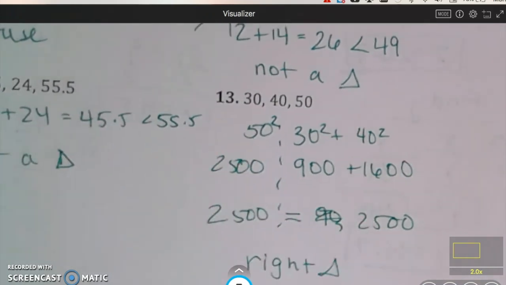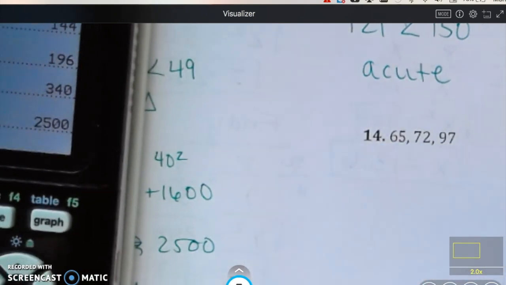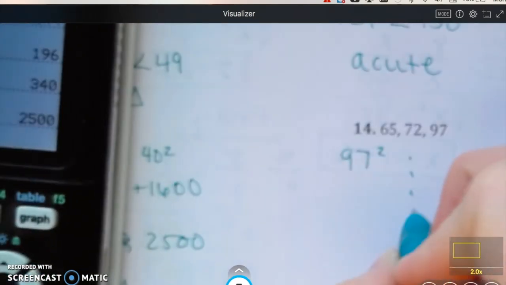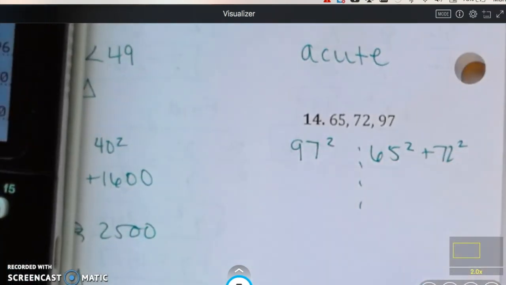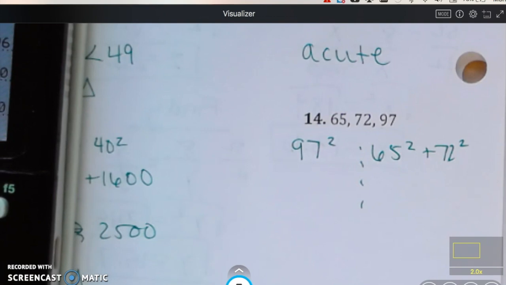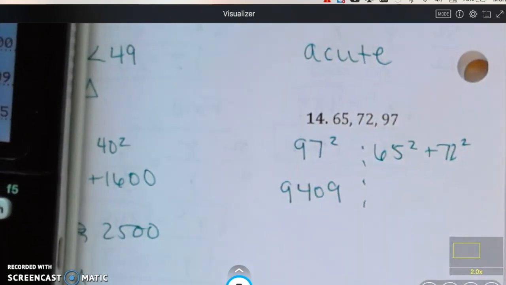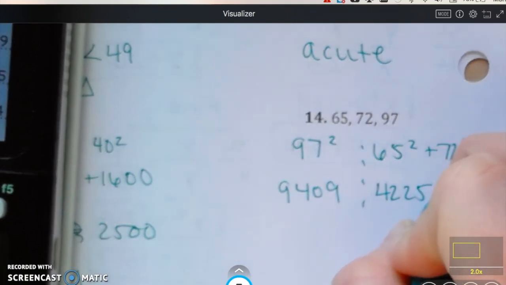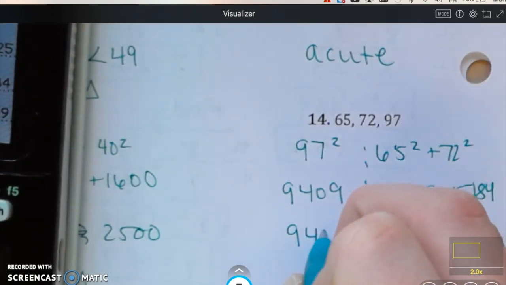Number 14. 65 and 72, when I add those together, are definitely larger than 97. So I have my hypotenuse. And my other two sides, I'm going to add them together. 97 squared is 9,409. This gives me 4,225 plus 5,184, and this is 9,409. It equals.